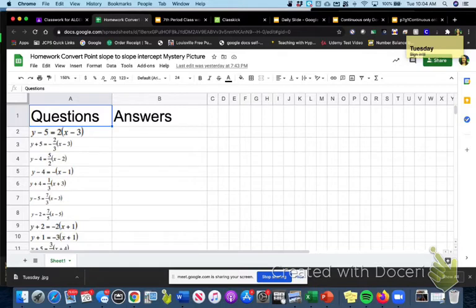So the y minus y1 equals m times x minus x1. And the directions are asking us to change it to slope intercept form. So we need to take each of these equations and convert them into slope intercept form.